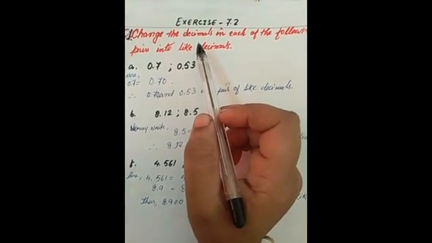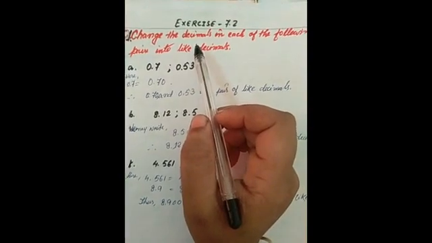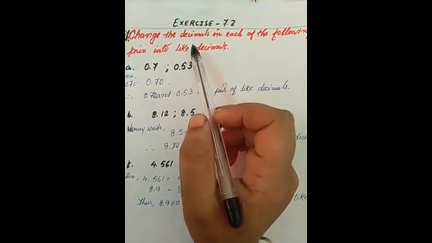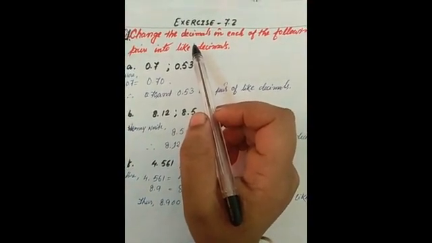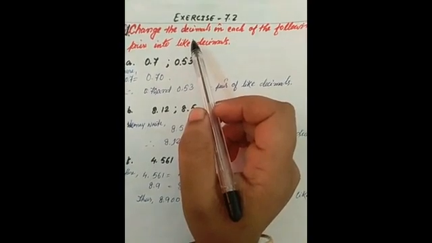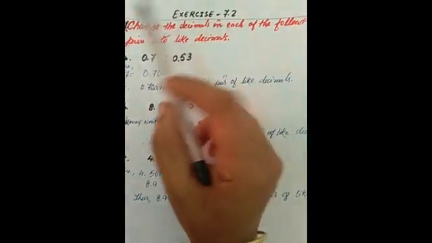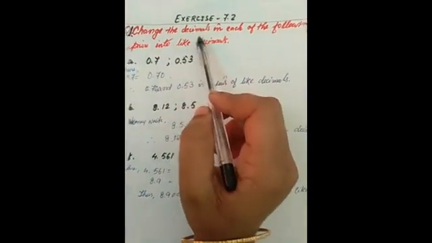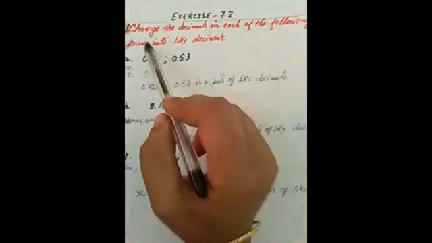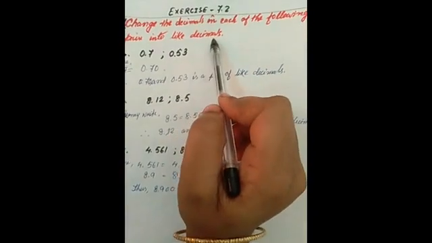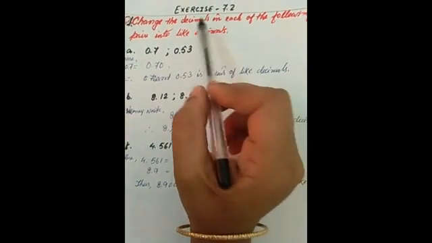Children, in our last class we discussed like and unlike decimals, and today we are going to solve some questions from exercise 7.2. The first question is: change the decimals in each of the following pairs into like decimals. Okay children, now let's see.